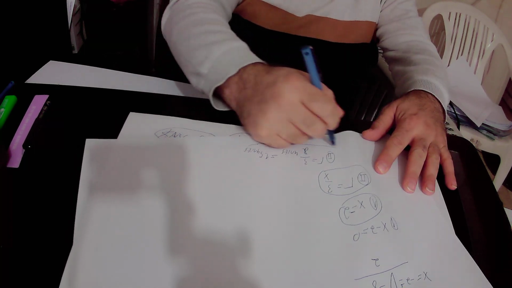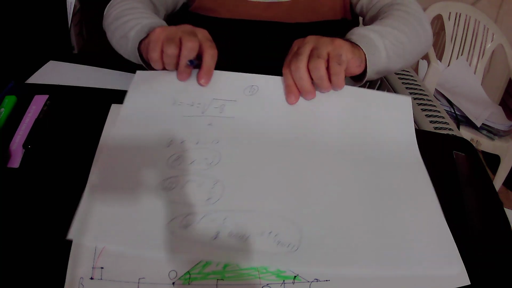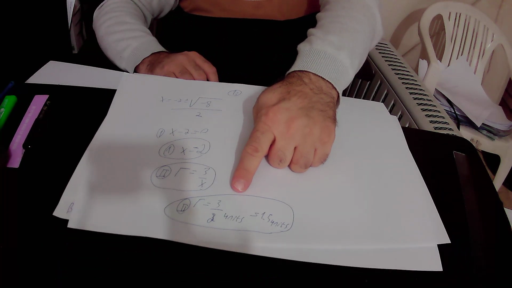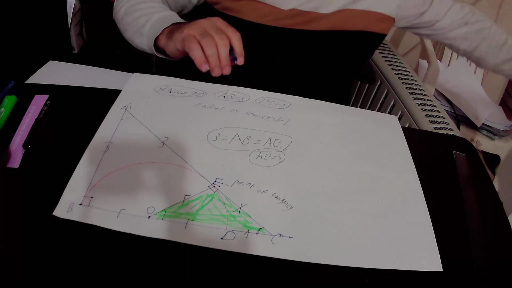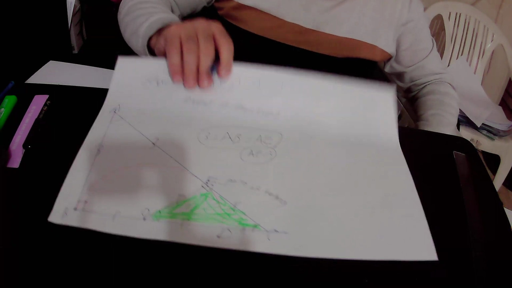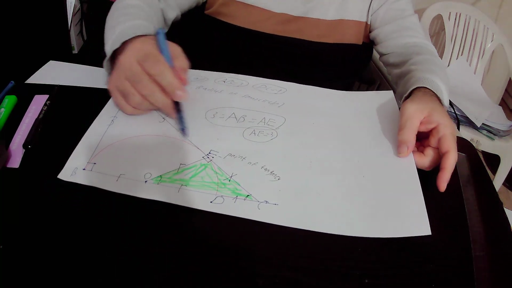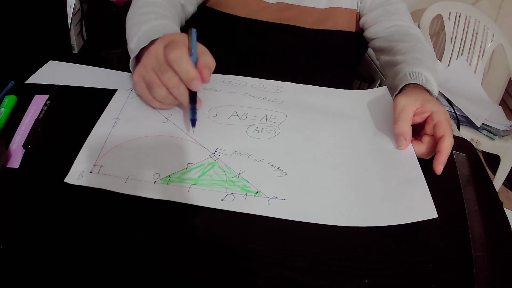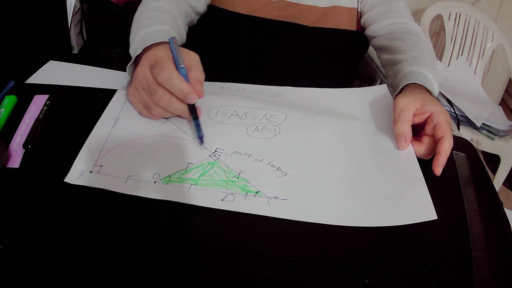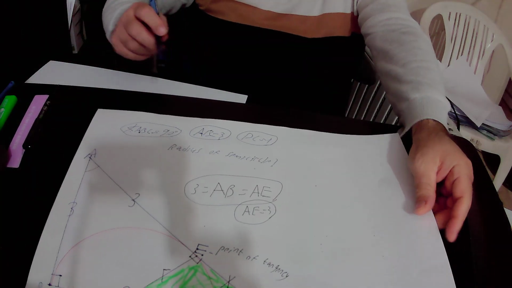So actually we found out that the radius of the semicircle equals either 3 over 2 units or 1.5 units. I will repeat again. The radius of this red semicircle R equals either 3/2 units or 1.5 units. Okay, so now I will summarize the lecture.